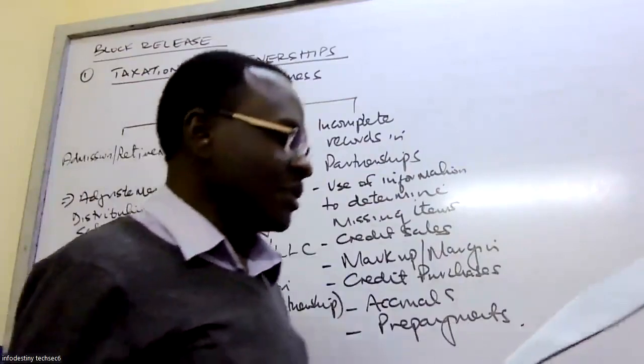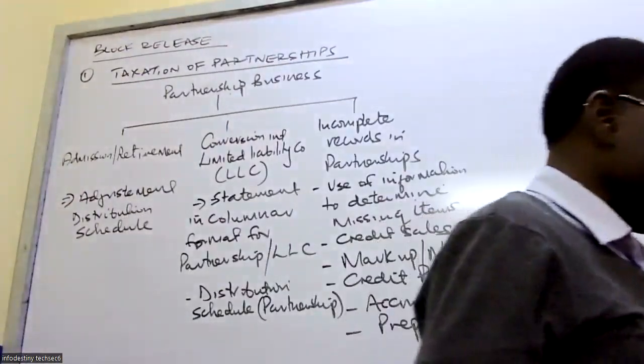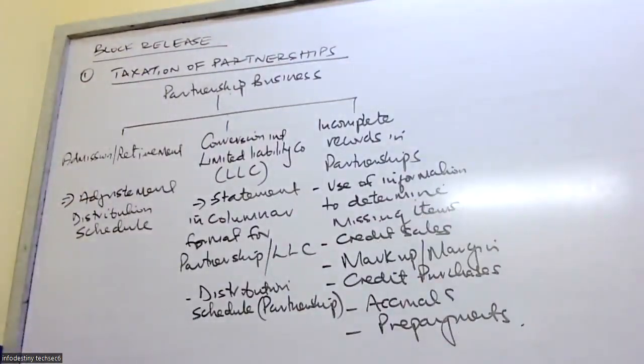Required: one, a schedule showing separately the profit or loss for the partnership and the company for the year ended 31st December. Two, tax payable or refundable for the year ended, from the profit or loss computed, and a schedule showing the distribution of profits among the partners.